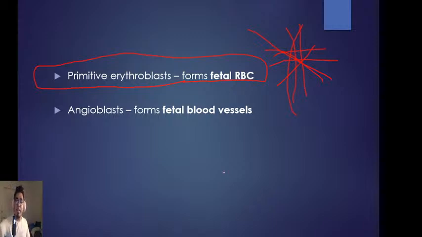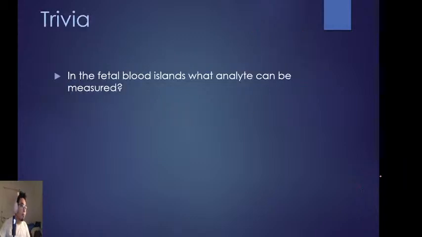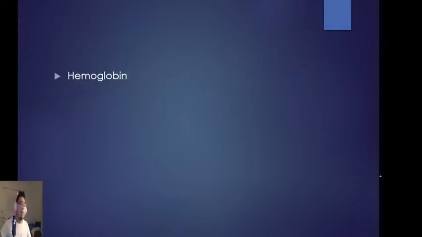But anyway, that's the correct answer, Adrian. Thank you so much. And we're going to talk about that. These are actually what Adrian said: Gower 1, Gower 2, and Portland are what you call embryonic hemoglobins. All right? Okay? So the correct answer is hemoglobin. So, how do we measure it in the fetal blood islands?